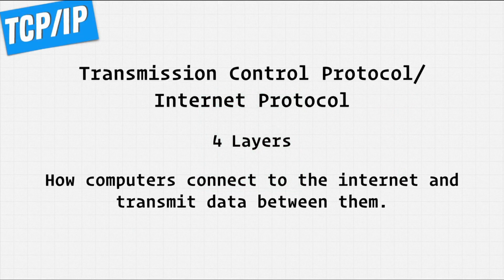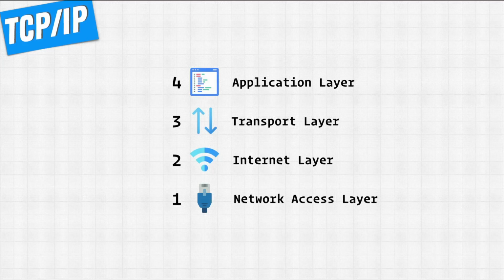Now, how this actually happens. TCP/IP, this framework, this mental model, is 4 layers. So we talked about what it does, but here let's talk about the 4 layers, just like we talked about the OSI model and its layers. And remember, this is how computers connect to the internet and then transmit data between them. So we've simplified this, and we've abstracted out these 4 layers in a very similar format. There's an application layer, a transport layer, an internet layer, and a network access layer.